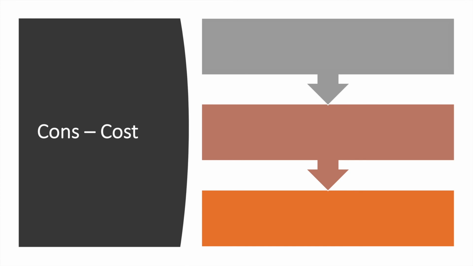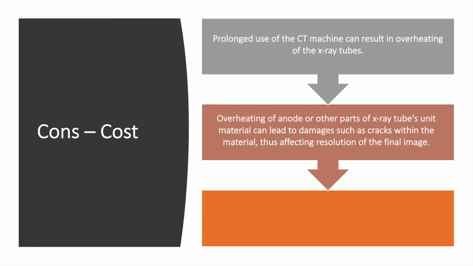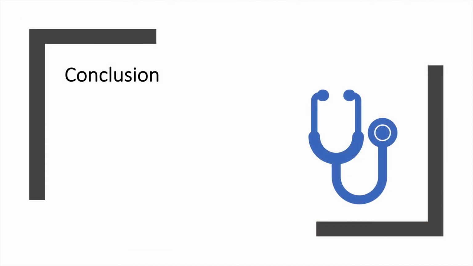But what about the expensive cost for the maintenance of the machine? Since whole-body CT scans require the prolonged use of the CT machine, multiple X-ray tubes are also used over an extended period of time. The prolonged use of the X-ray tubes can result in overheating, causing damages to the fine parts of the tube, such as the anodes for instance. This is costly to replace and further expensive to maintain all multiple X-ray tubes in a safe and stable working condition. So what is the final verdict?